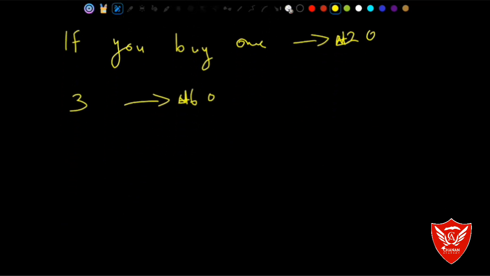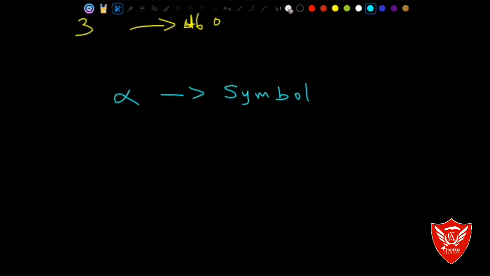And the symbol we use for variation is this. So this symbol indicates variation. Suppose you want to say the price of a book being B and the cost C, you can say B is having a relationship with C, which is the variation.